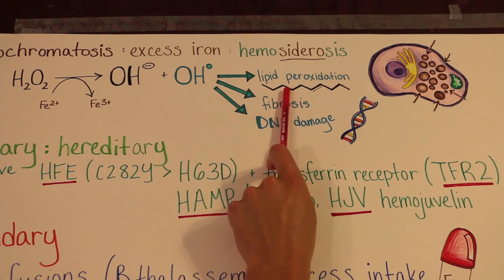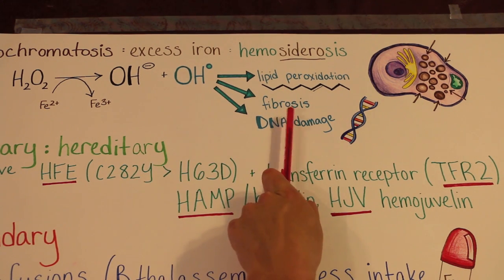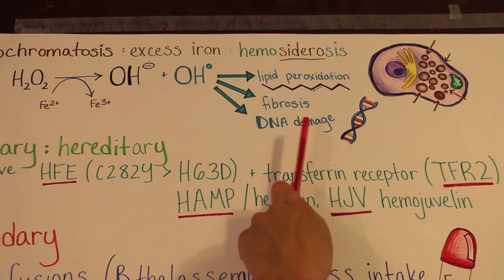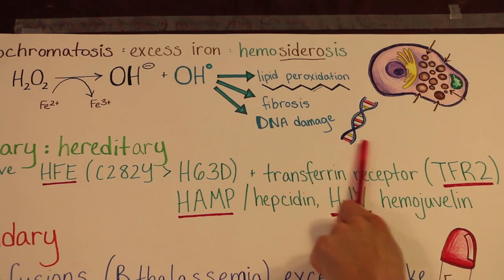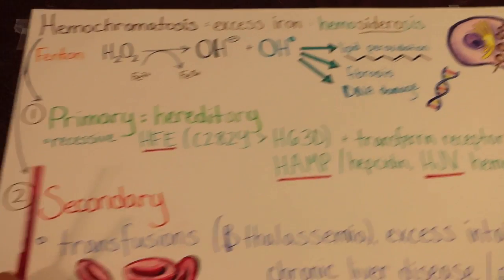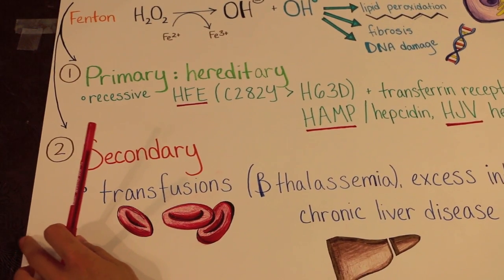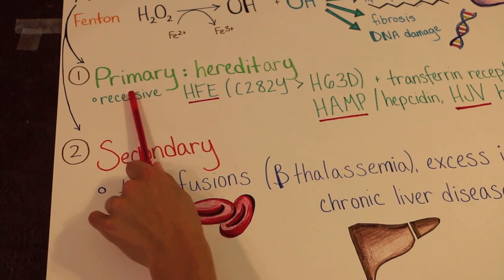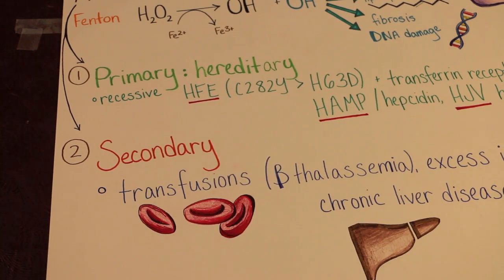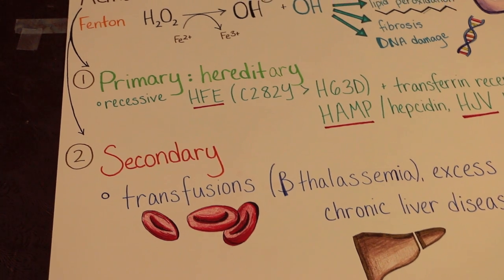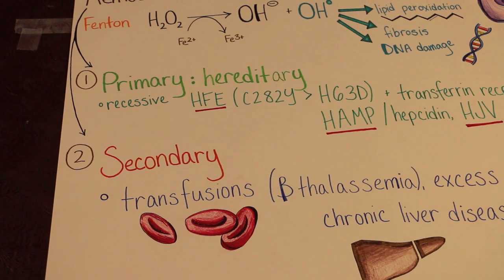These free radicals can then cause injury to the cell through lipid peroxidation, stimulating fibrosis and collagen deposition, and also directly damage DNA. Hemochromatosis can either be a primary or a secondary disease. Primary hemochromatosis is also known as hereditary hemochromatosis, whereas secondary hemochromatosis is secondary to another primary disease.